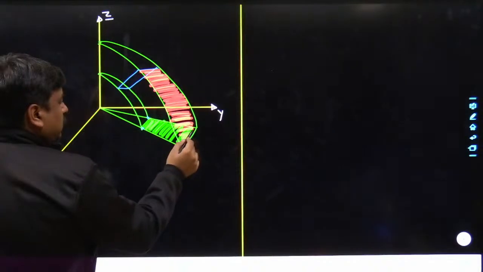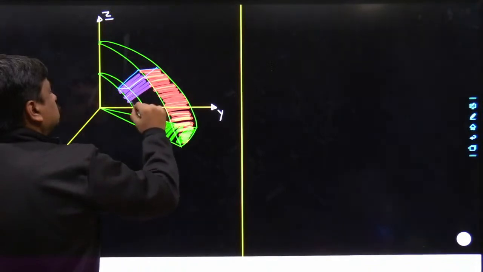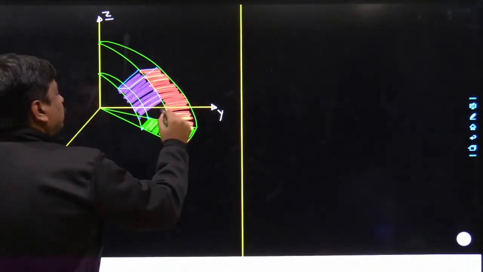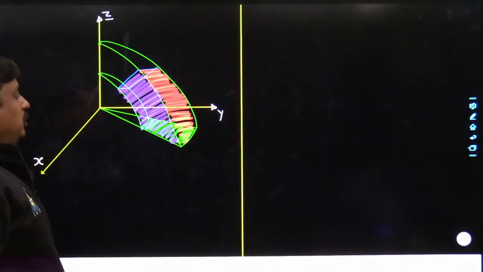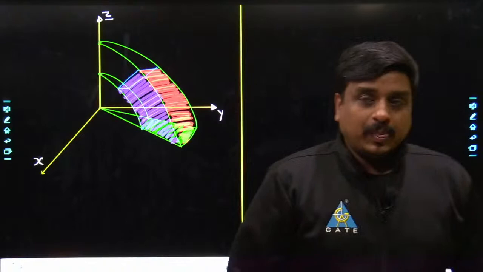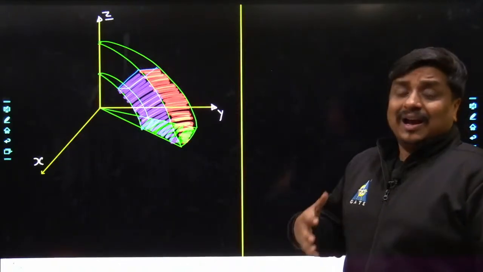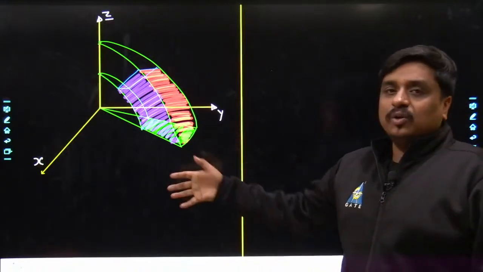And here comes the fourth surface. Here comes the third surface. So you yourself would be able to understand how many differential surfaces are getting involved, and they are getting involved because of changes in what are the numbers that we are going to discuss now.